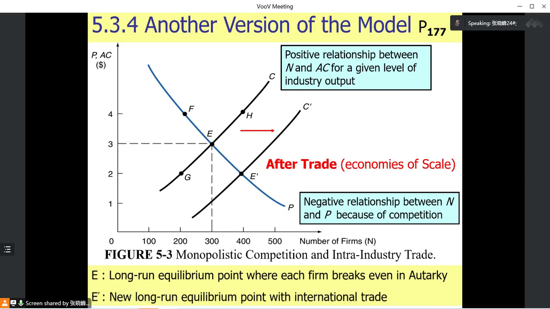For point E, it is the long-run equilibrium point where each firm breaks even in autarky. For E dot, that is after trade. This can realize that economies of scale lower the cost. That is the negative relationship between N and P because of the competition. There's a new long-run equilibrium point with international trade, which moves the equilibrium price from E to E dot.